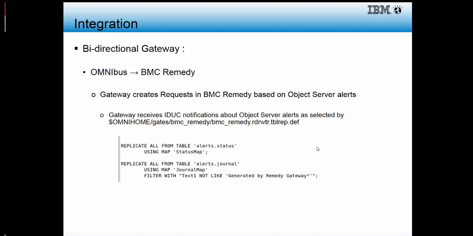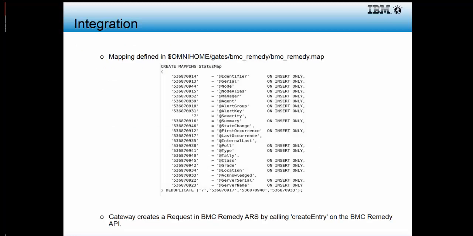It uses the status map, which is defined in the map file. As you can see here, these are all your Remedy fields on the left, and all your fields on the right are your object server fields. You also have the deduplicate feature now to optimize gateway performance. The gateway is going to create a request in the Remedy form, calling the create entry on the BMC Remedy API.